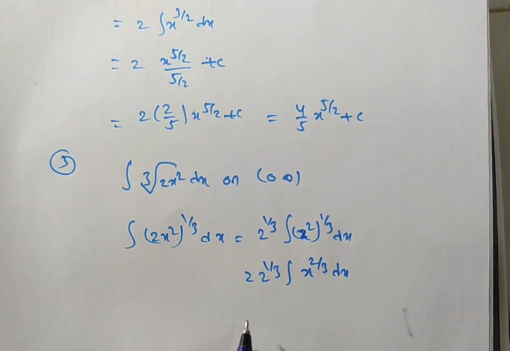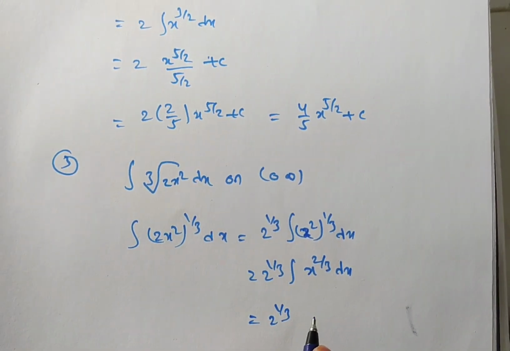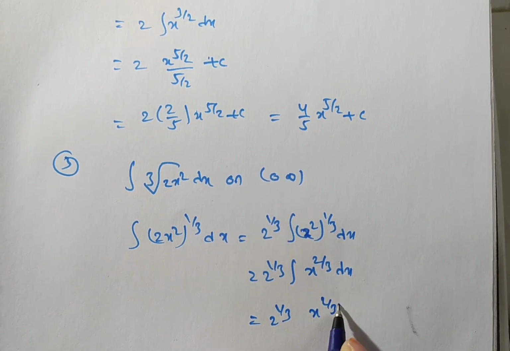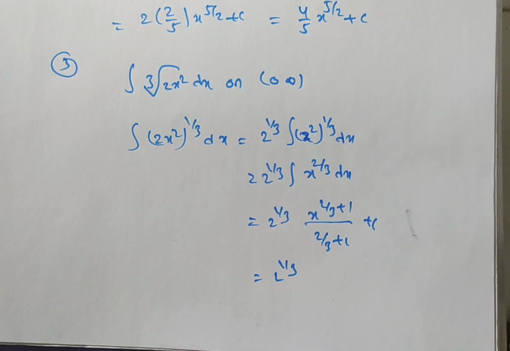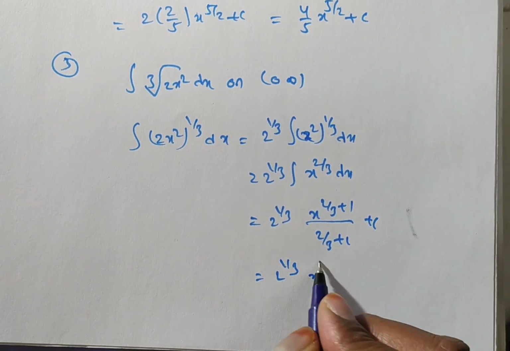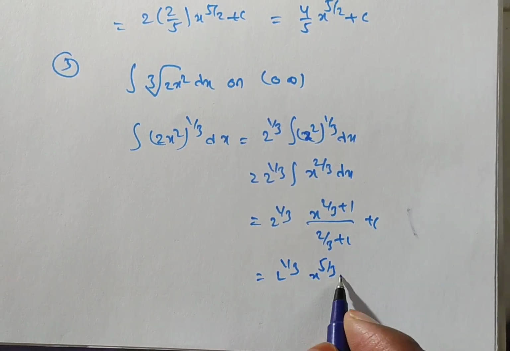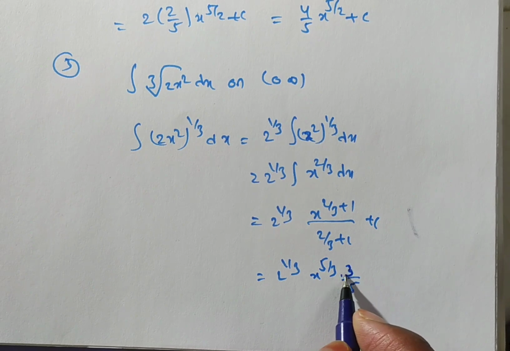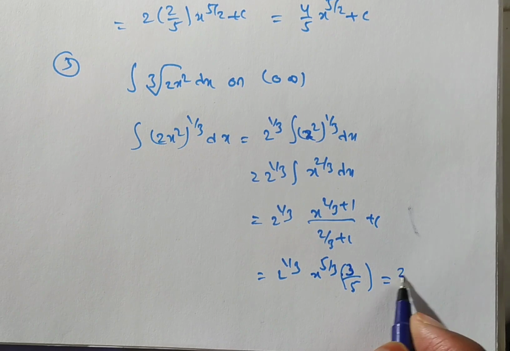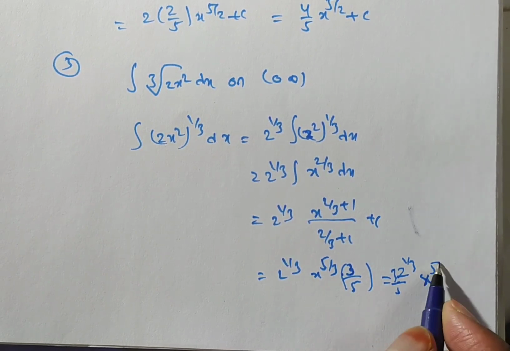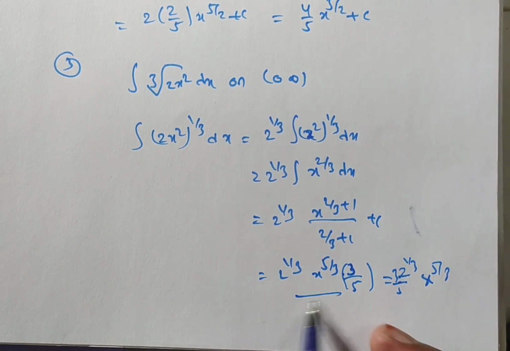Now 2 power 1 by 3 stays as 2 power 1 by 3. What is the integration of x power 2 by 3? It is x power 2 by 3 plus 1, divided by 2 by 3 plus 1, plus c. So this is 2 to the power of 1 by 3 times x power 5 by 3 (since 2 by 3 plus 1 is 5 by 3), divided by 5 by 3. Divided by 5 by 3, you can write as multiplied by 3 by 5 in the numerator. Now this is 2 power 1 by 3 into 3 by 5 into x power 5 by 3. This is the final answer. Of course, plus c you also need to write.